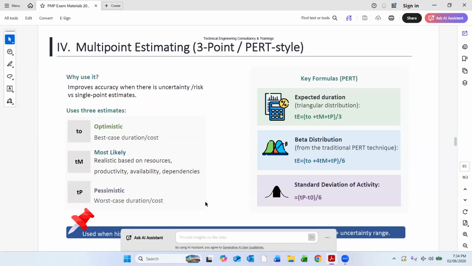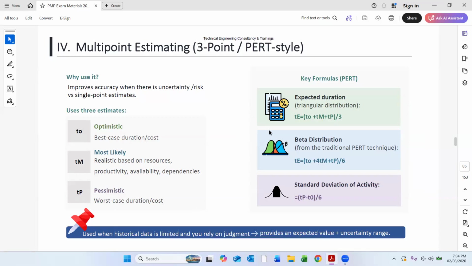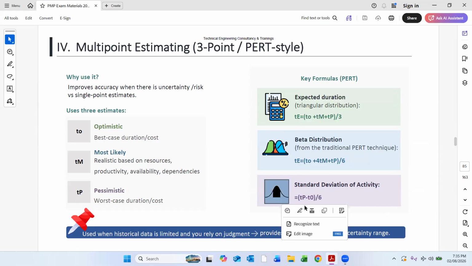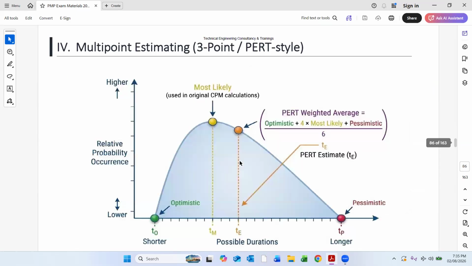It is useful when historical data is limited, and you rely on judgment. So it provides an expected value plus an uncertainty range. Usually this comes in the exam. They will ask you questions to calculate the triangular distribution, expected duration, beta distribution, or standard deviation. These questions usually come, especially the standard deviation. So you should know the formulas. If they give you the optimistic value and the pessimistic value, you can easily calculate the standard deviation value.